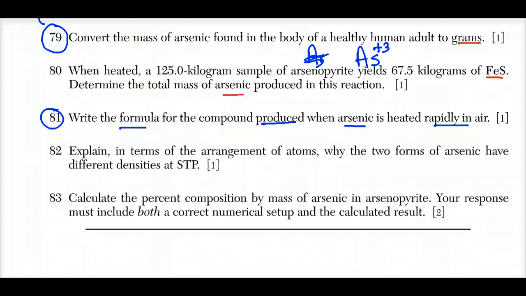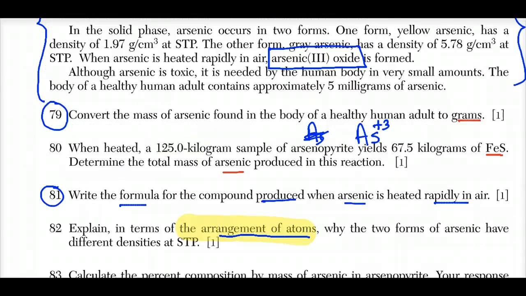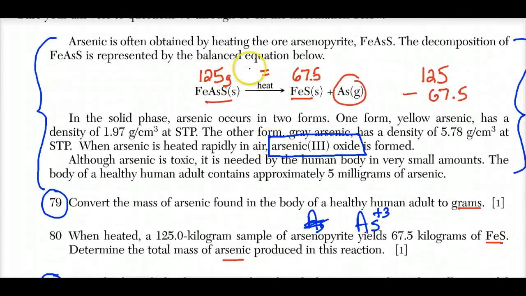They want you to explain why the two forms of arsenic have different densities, just based on the arrangement of atoms. Why? Well, we're going to have to go into our reading definitely here. When I go into my reading, let's clean up some of this.